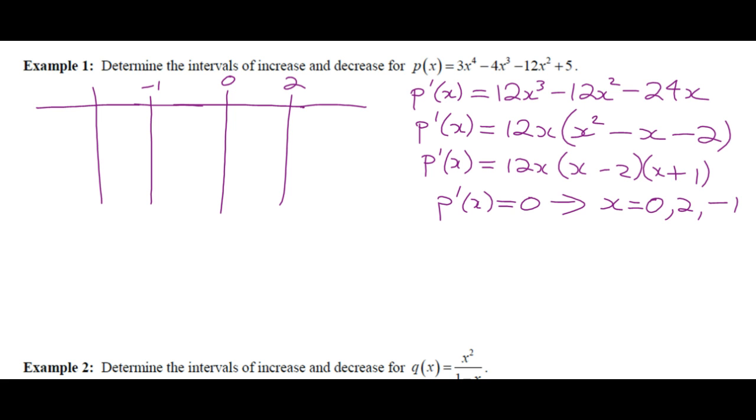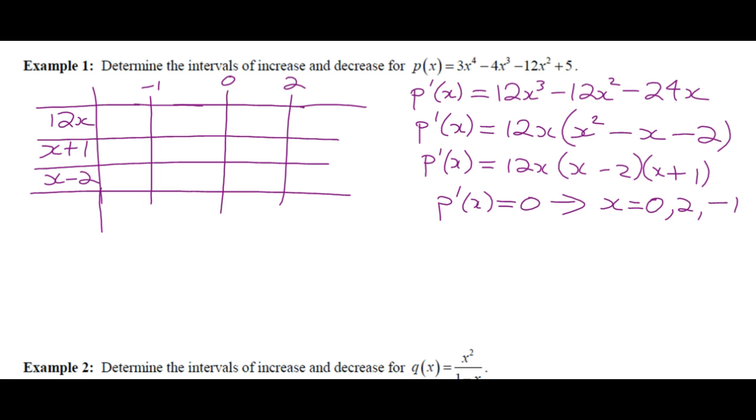And we're going to look at the factors of the derivative. So we've got 12x, we've got x plus 1, and we've got x minus 2. Now, what we're looking for is the sign of the first derivative. Is it positive or negative? If it's positive, we know in that interval the function is increasing. If it's negative, it's decreasing. So we take these factors, figure out in each interval whether they're positive or negative, and put that together to say that p prime of x, the derivative, has a particular sign, and then the function has some behavior in that interval.